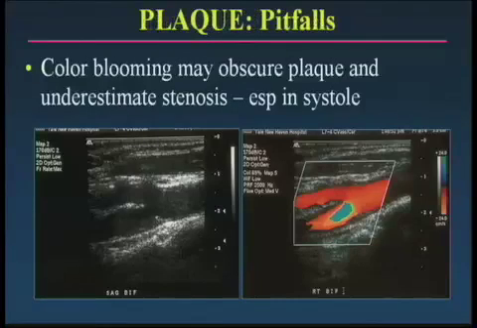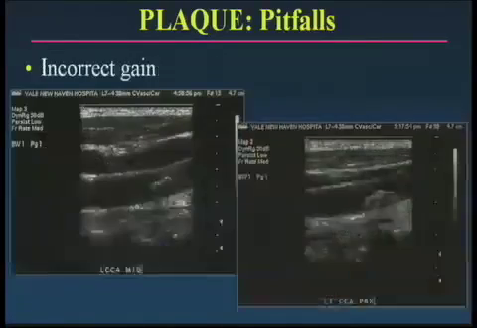There are a couple of pitfalls in characterization of plaque that you should be wary of, and the most common and most therefore significant is color blooming, because color blooming may overwrite the plaque and therefore obscure it and underestimate the stenosis, particularly if you freeze your image during systole. And so here's an example of plaque seen very well on the grayscale image, and you can see it decreases the arterial diameter by about 50%, but on the color Doppler images it looks like there's no stenosis at all.